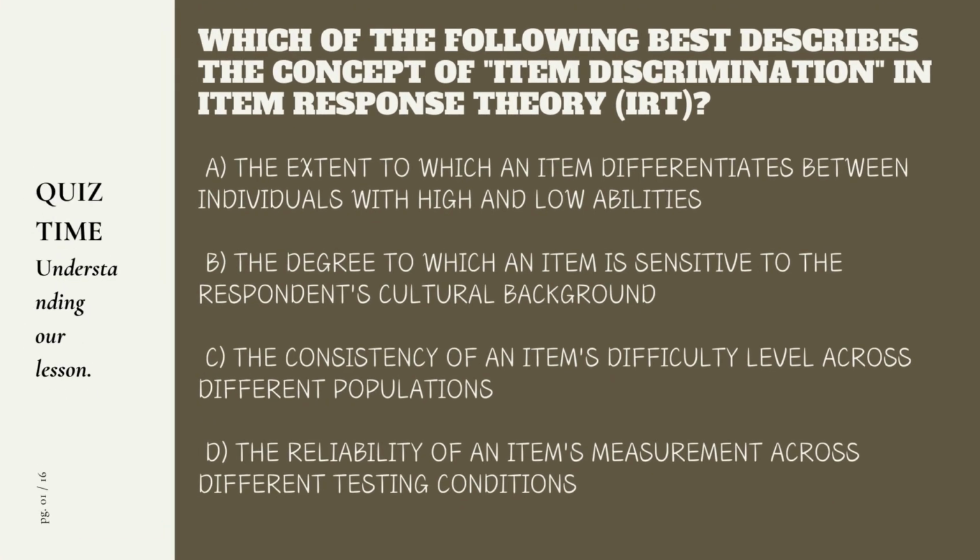Which of the following best describes the concept of item discrimination in item response theory, IRT? A. The extent to which an item differentiates between individuals with high and low abilities. B. The degree to which an item is sensitive to the respondent's cultural background. C. The consistency of an item's difficulty level across different populations. D. The reliability of an item's measurement across different testing conditions.